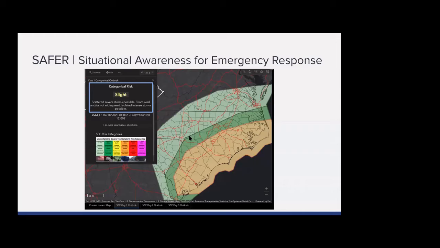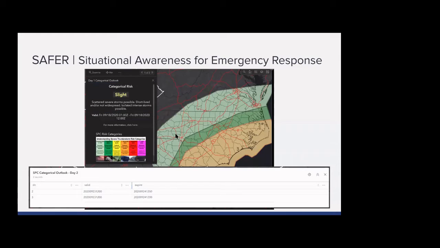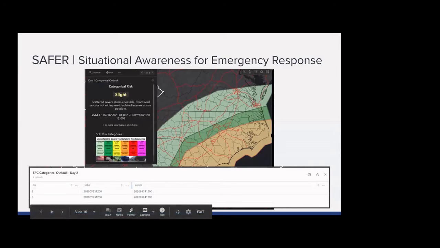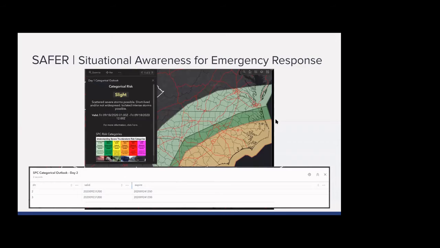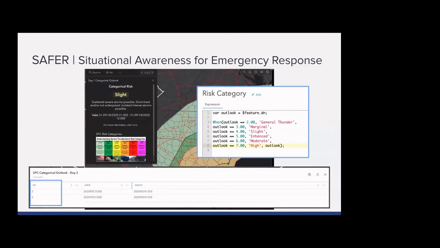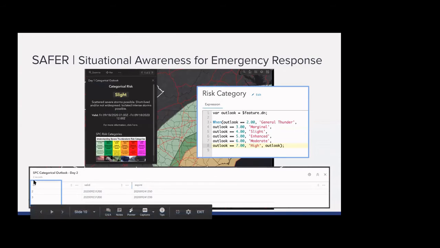And then with most things, you can click on here and it will take you to the full Storm Prediction Center Outlook page. So here's the original data table for this layer. And again, not a whole lot of useful information just right off the bat. And so really everything we want is contained within this DN field.